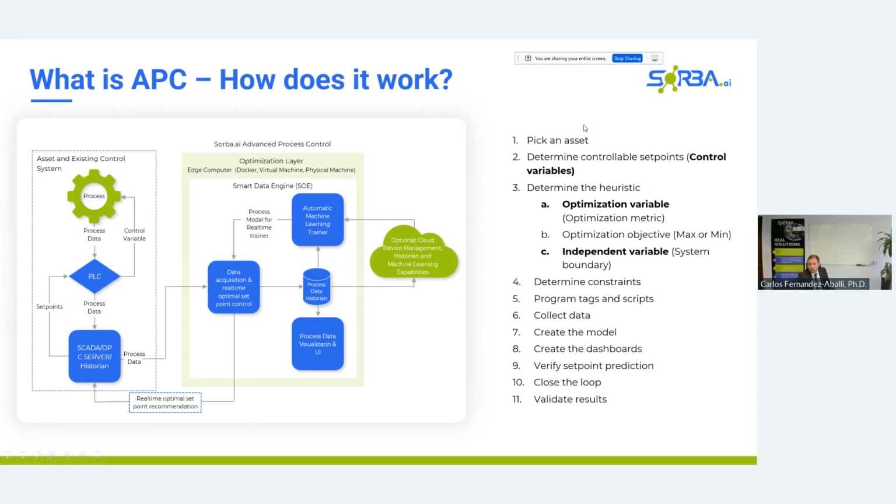working in real time. So to implement an advanced process control, an APC solution, you have to pick an asset. You have to determine of your asset what you can actually control. And then you've got to build a heuristic. So you've got to see what is your optimization variable or your optimization metric. What is your objective function, if you're going to maximize or minimize your optimization metrics or reach a particular target. Your independent variable, which is then a system boundary.